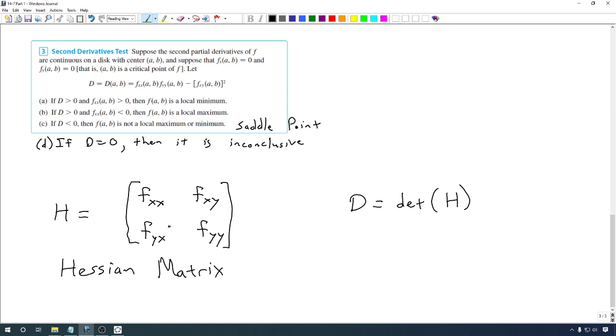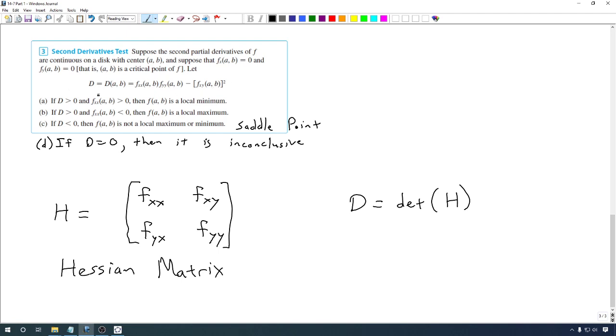This Hessian matrix, as long as we have those continuity conditions, is always a symmetric matrix. We can always reflect it over this main diagonal and get the same results on either side. But that's where this formula comes from.